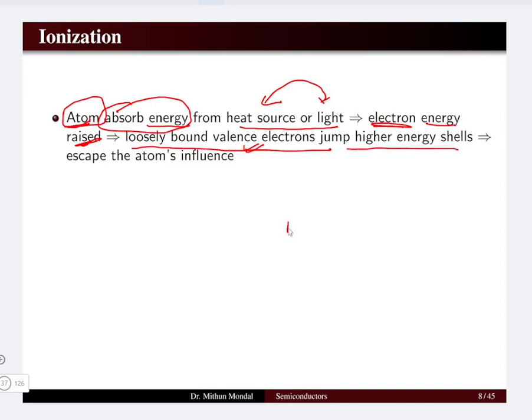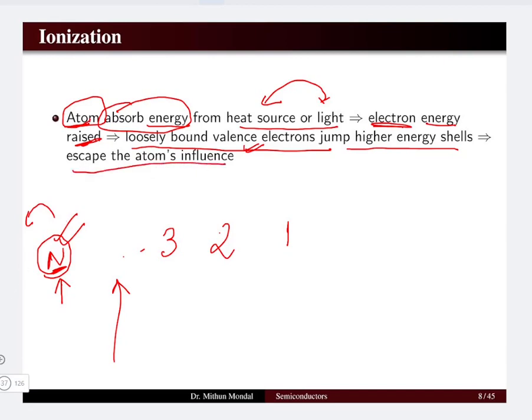So we have seen that the energy levels are given as 1, 2, 3 and so on. The last orbit n, or the last energy shell n, where the electrons are present, are the valence electrons, and these electrons have the maximum energy and are loosely bound. So what happens when external energy is given? These electrons will be free and will jump to a higher energy level and escape the atom's influence. That is the reason valence electrons are very important in the conduction process or the chemical reaction process.